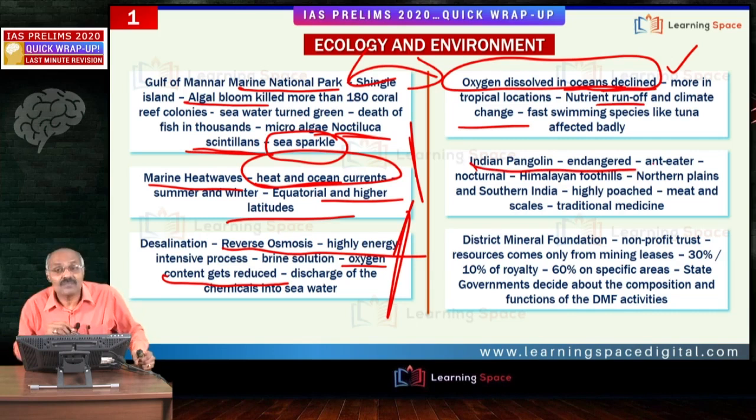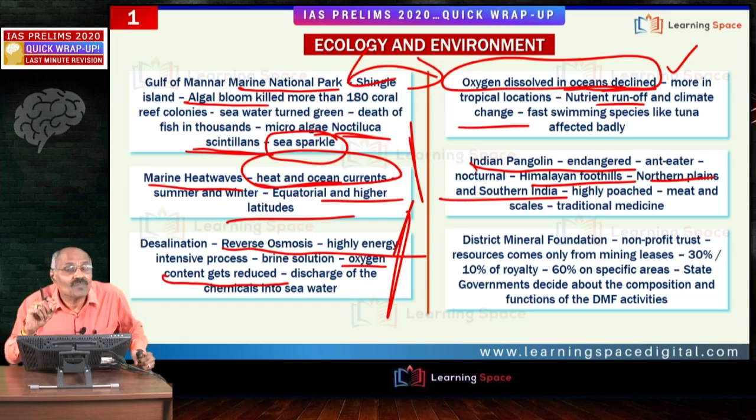Indian pangolin, please do not forget. Indian pangolin, this is endangered. It is an anteater, please don't forget. And at the same time, it is available in Himalayan foothills, then northern plains and southern India. Friends, it is highly poached. Please don't forget, it is a mammal. It is highly poached and it is endangered, please don't forget.